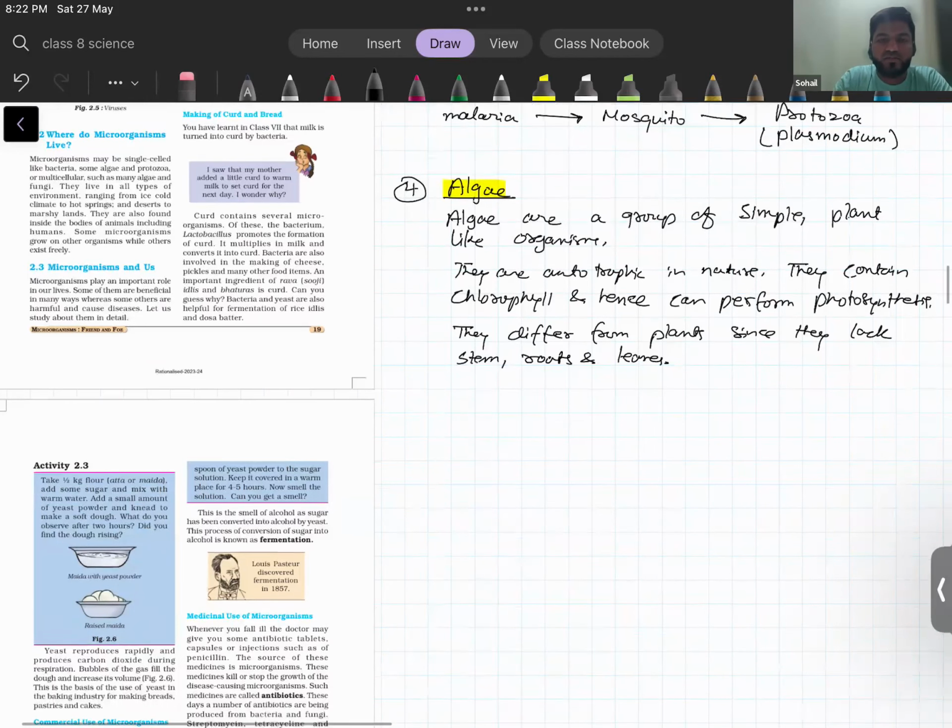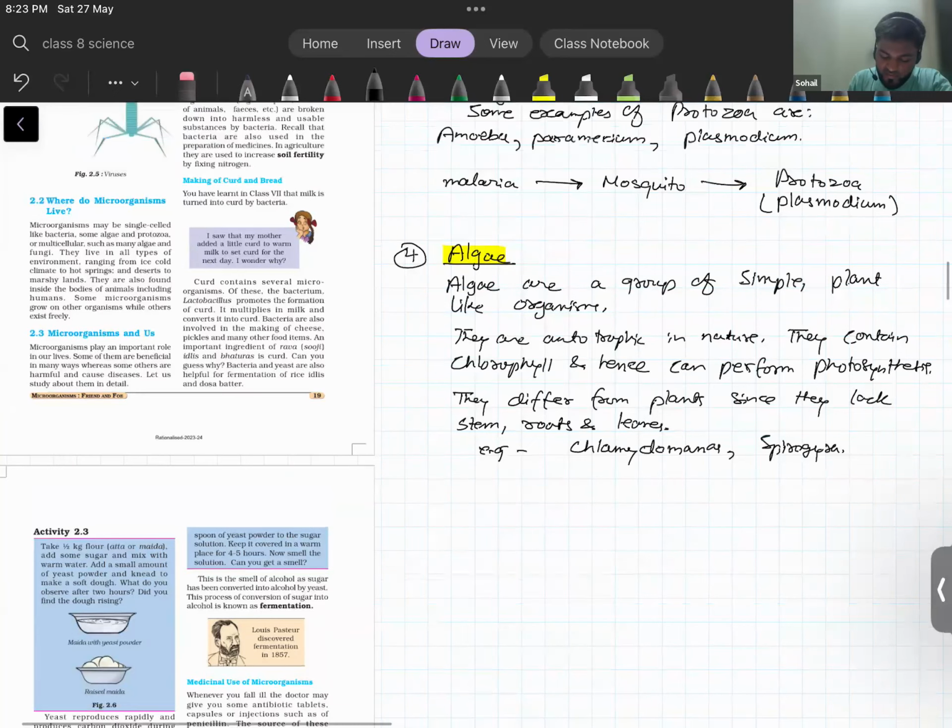Now, what are some common examples of algae? Let's have a look at that. Some of the common examples of algae are Chlamydomonas. Okay. And one more example is Spirogyra. So, remember the names. Remember all the examples which I have given you so far of algae, of viruses and bacteria. So, examples are very important.